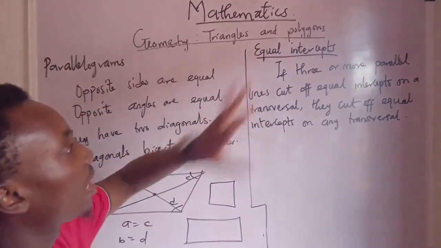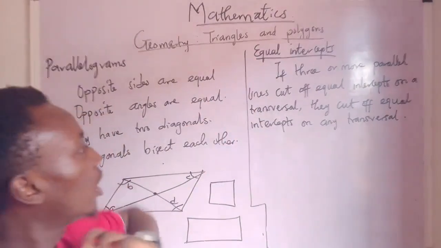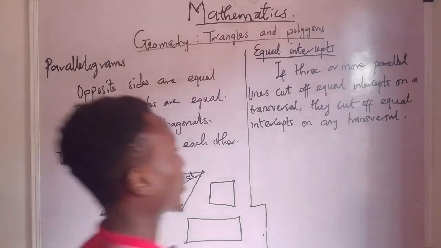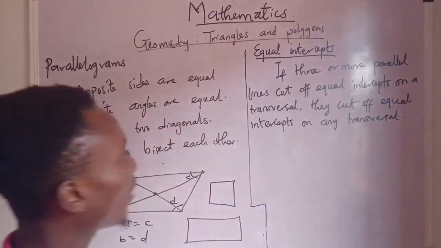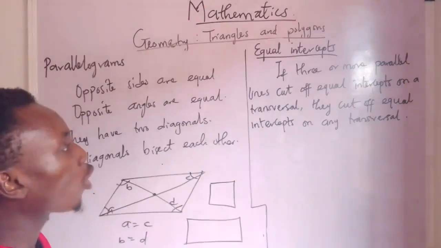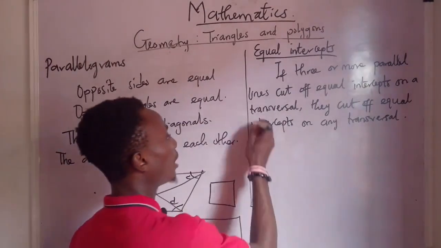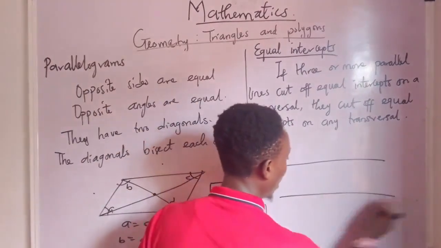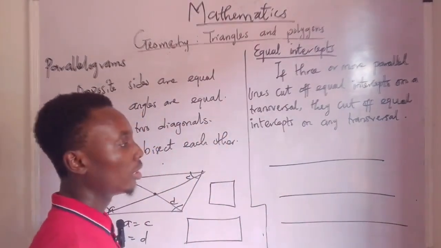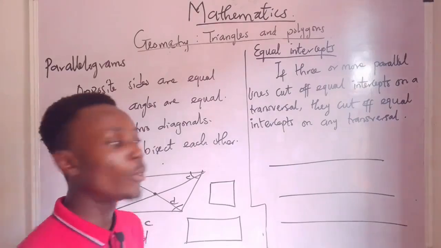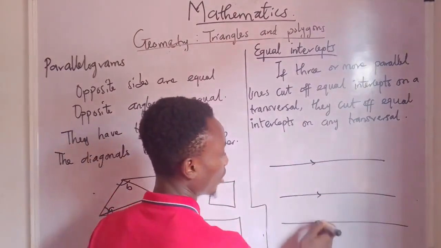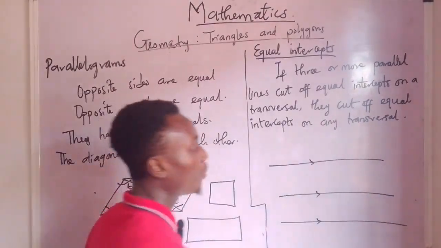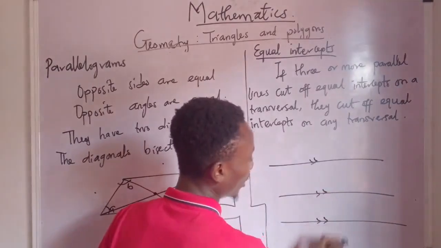Now, very quickly, looking at equal intercepts. If three or more parallel lines cut off equal intercepts on a transversal, it means that they also cut off equal intercepts on any transversal. I will break it down. Now, these are parallel lines. Parallel lines are always related by arrows. If this line is parallel to this line, they have the same number of arrows. Sometimes it might be double arrow signs.